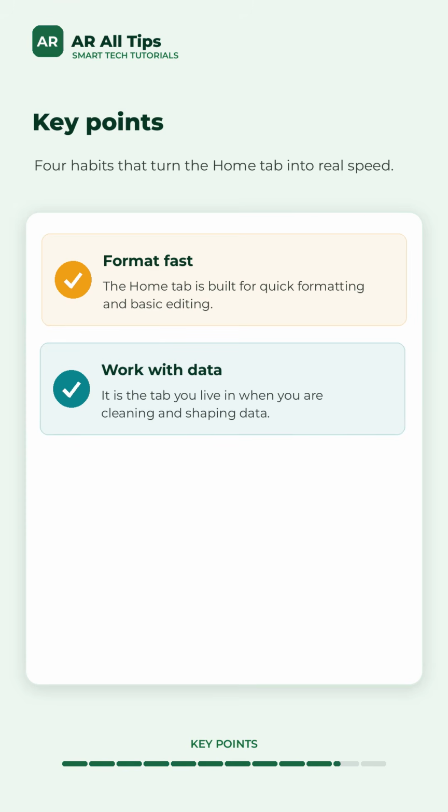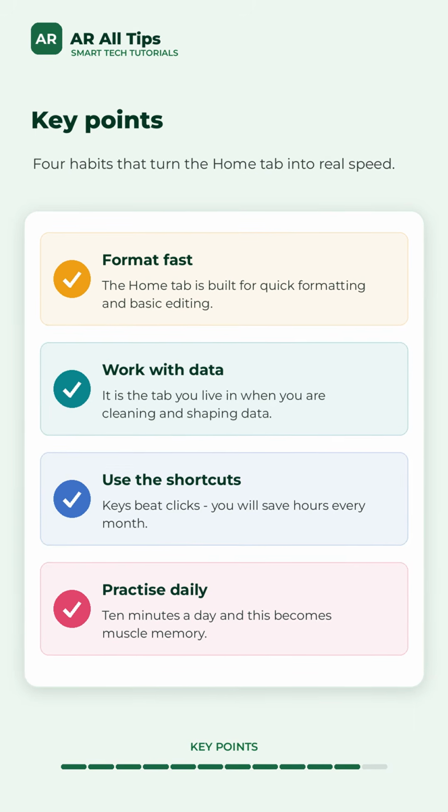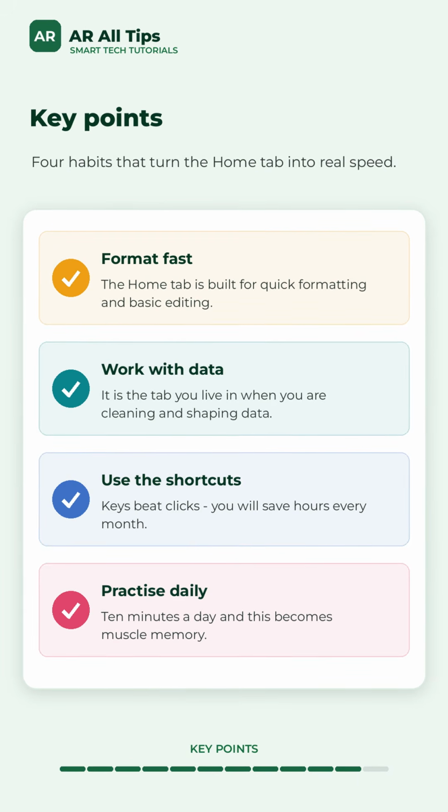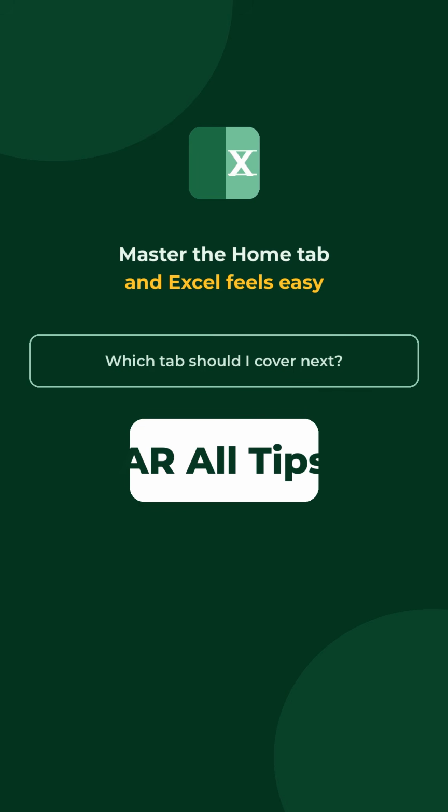So, 4 things to remember. The Home tab is built for fast formatting and basic editing. It's where you live when you're cleaning data. Shortcuts beat clicking every time. And practice a little each day. It becomes muscle memory. Master this one tab and Excel just feels easier.